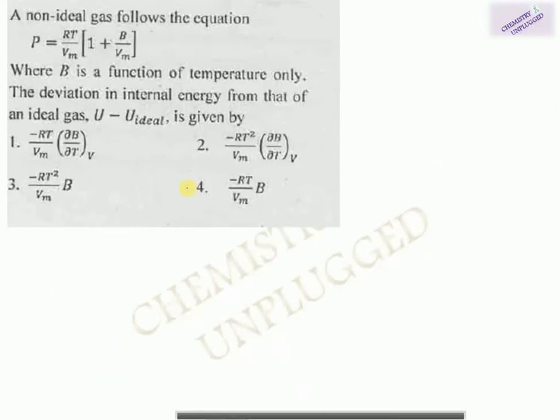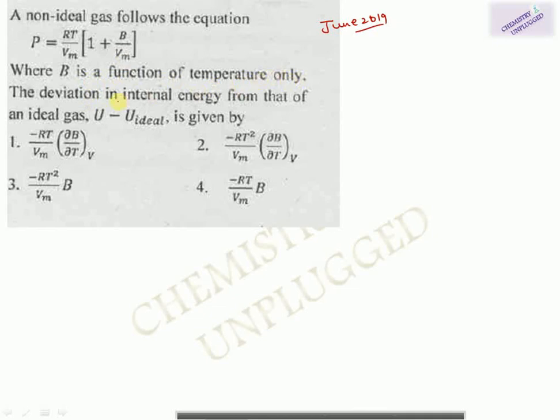Next we have this question. This is from again June 2019. So what was the question? A non-ideal gas follows this equation. The gas equation for non-ideal gas is given. B is a function of temperature only.